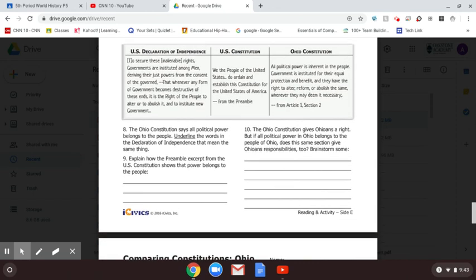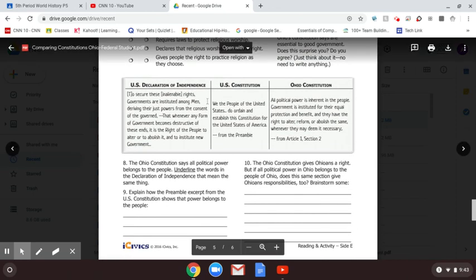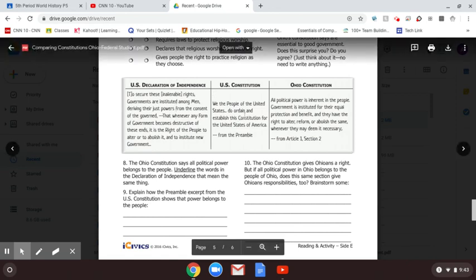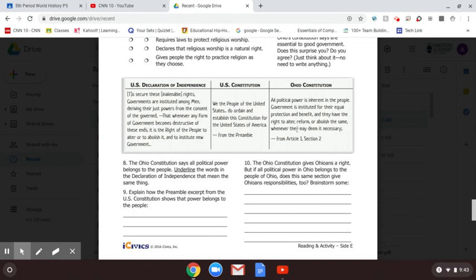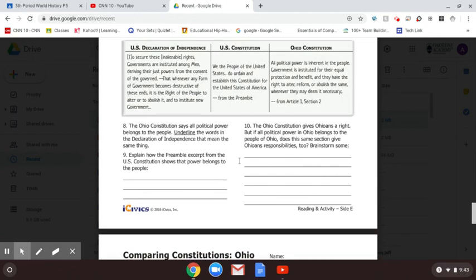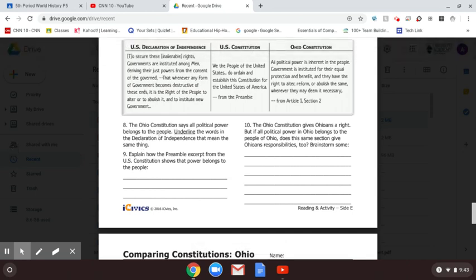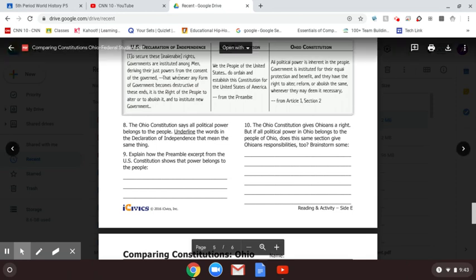All right, and then this next part here, you got 3 different documents. We got the U.S. Declaration of Independence, the U.S. Constitution, and the Ohio Constitution, Article 1, Section 2. So answer these 3 questions on those. The Ohio Constitution says all political power belongs to the people. Underline the words in the Declaration of Independence that mean the same thing. So where in here does it mean the same thing, that the power belongs to the people?